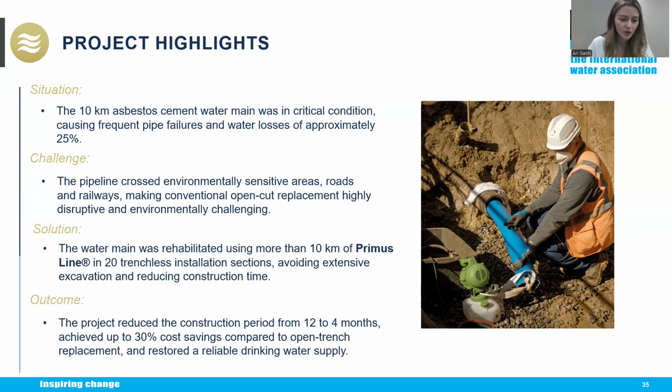They then decided to use the Primus liner in 20 trenchless installation sections, so we could avoid extensive excavation and reduce construction time. And as we all thought, the project reduced the construction period from 12 to 4 months, achieving up to 30% cost saving as well compared to open trench replacement, and we restored a reliable drinking water supply.